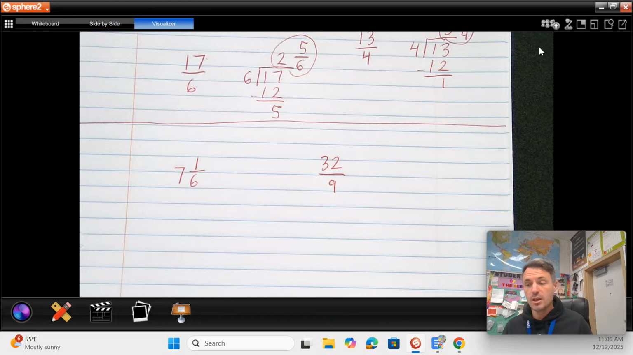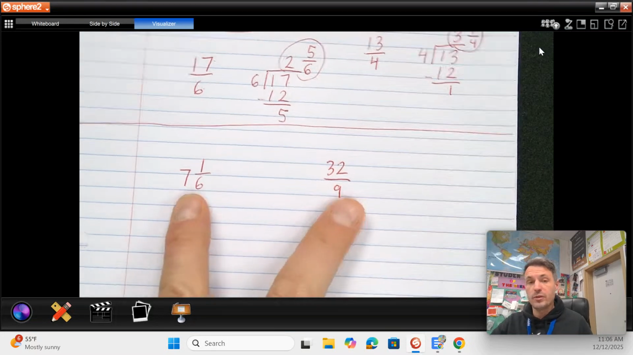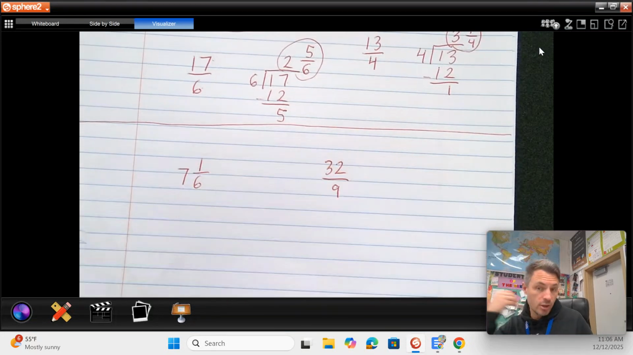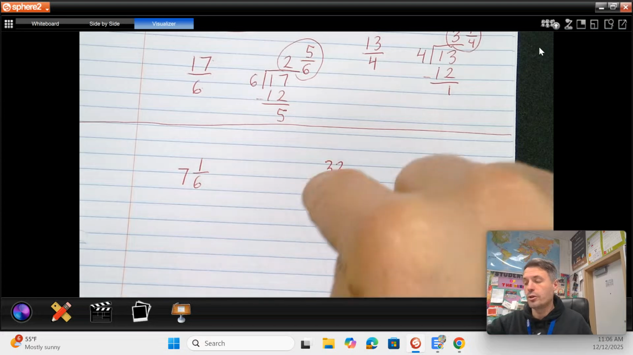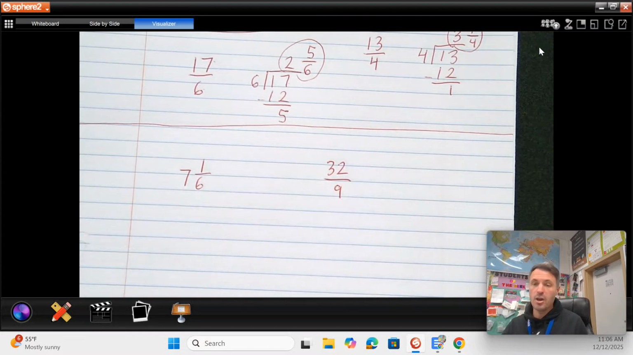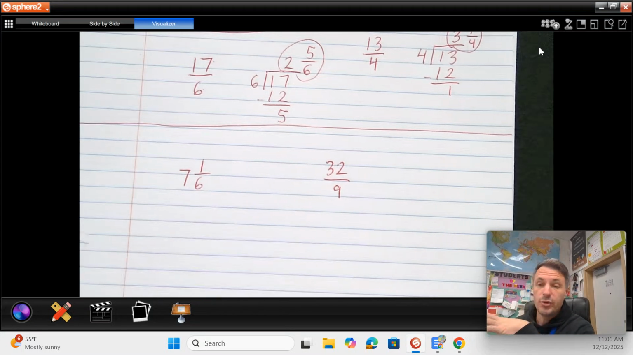Okay, hopefully you solved both of these. Hopefully you turned this mixed number into an improper fraction, and this improper fraction into a mixed number, and then you pressed play on the video to see if you got it correct. If you didn't do that, go ahead and do that now. Now let's see if you got it correct.